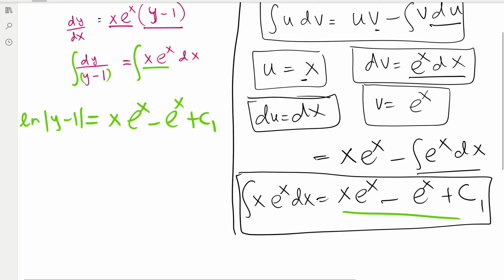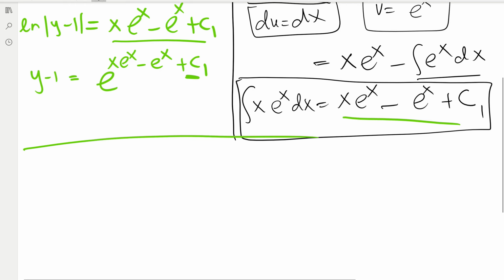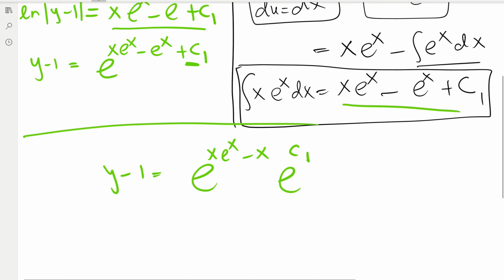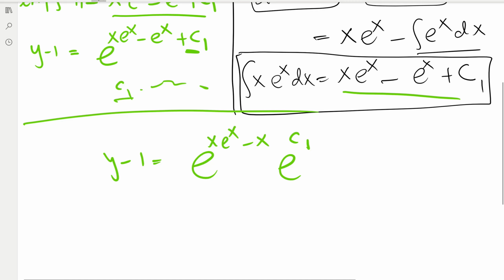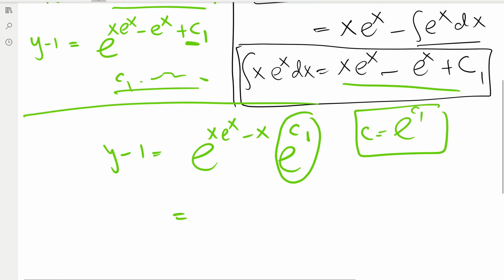To find the explicit solution, we have to exponentiate the right hand side. So it's going to be y minus 1 is equal to e to the (x e^x minus e^x plus c1). Now what we can do here is break up this c plus c1. So it's going to be y minus 1 equals e^(x e^x minus e^x) times e^c1. c1 is an arbitrary constant. Okay, you should have written that there. But let's see, c1 is an arbitrary constant. So e^c1, you can choose it to be, let's say c, because it's also arbitrary.